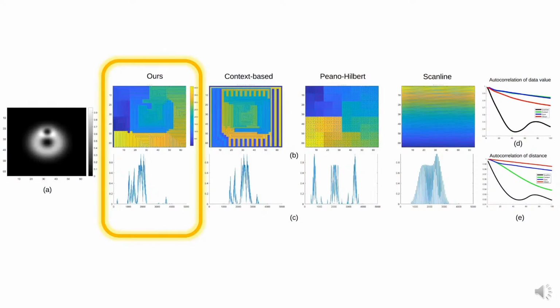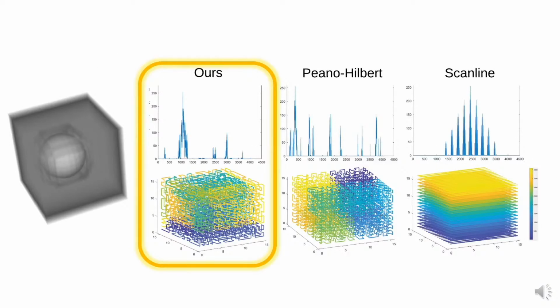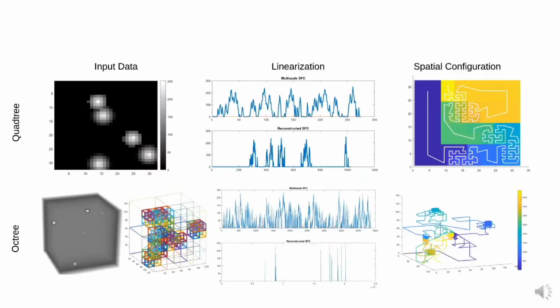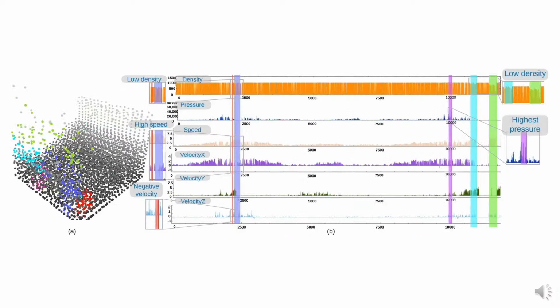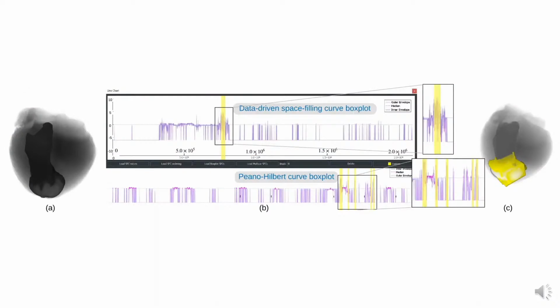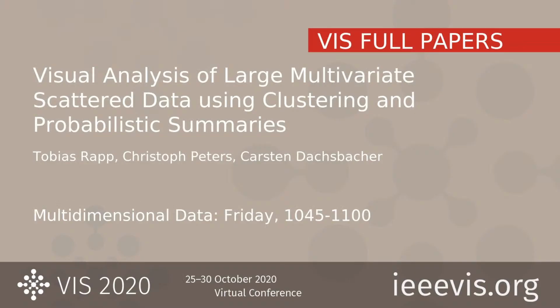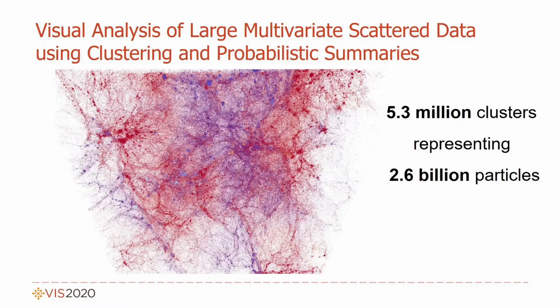We propose data-driven space filling curves. Our new method generates linearizations that better preserve coherency than existing techniques. Our method supports 3D datasets, and even multi-scale data on a quad tree or an octree. Many visualizations benefit from our method. For example, visualization of multivariate particles and visualization to interactively explore and visually analyze large multivariate data.